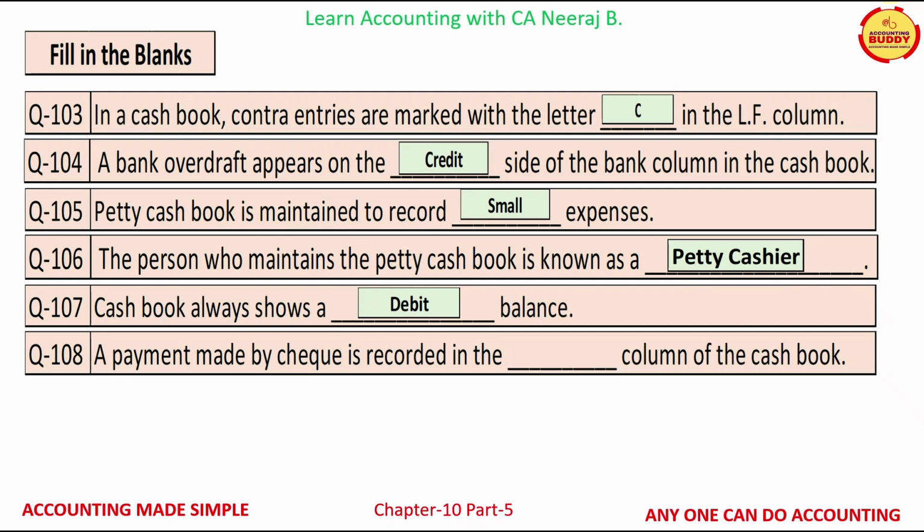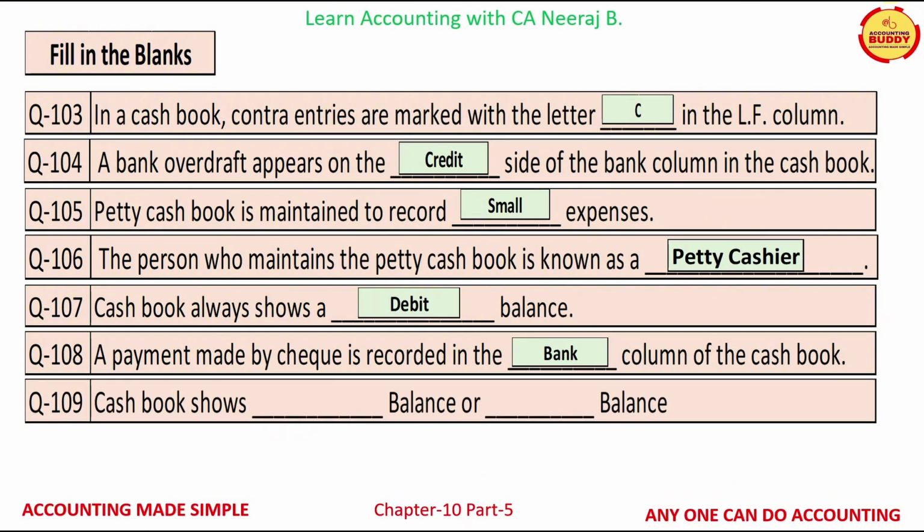Question 108. A payment made by cheque is recorded in the dash column of the cash book and the correct word is bank column of the cash book. Question number 109. Cash book shows dash balance or dash balance and the correct words are debit or nil balance.